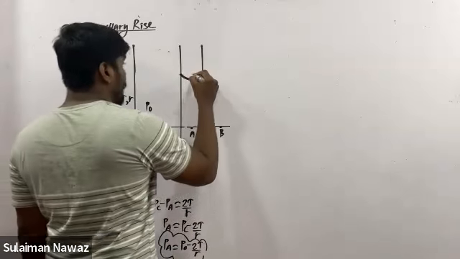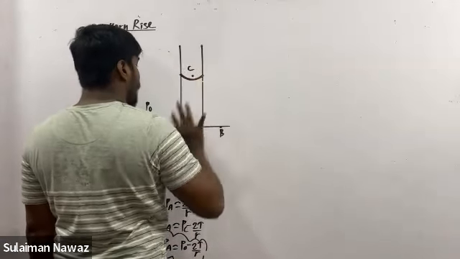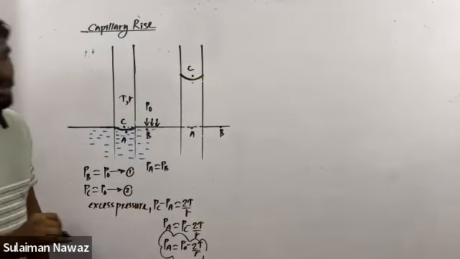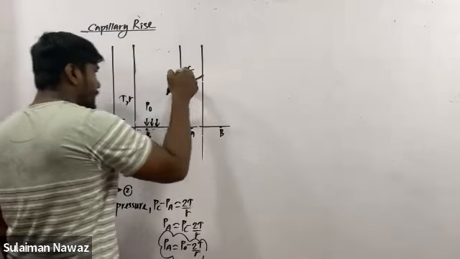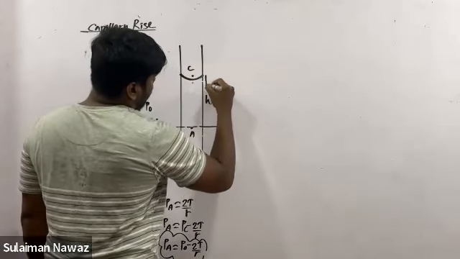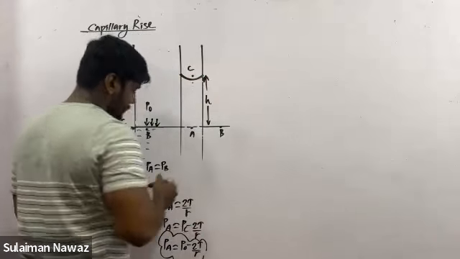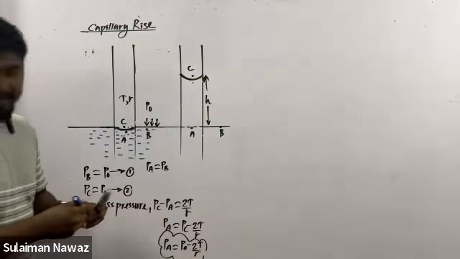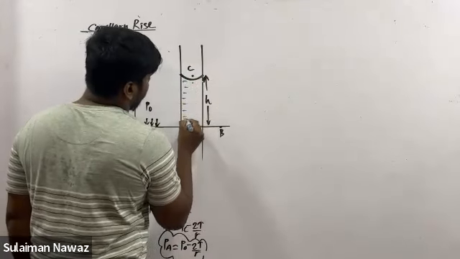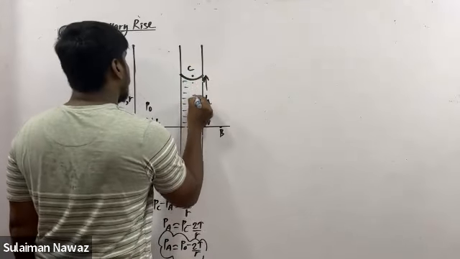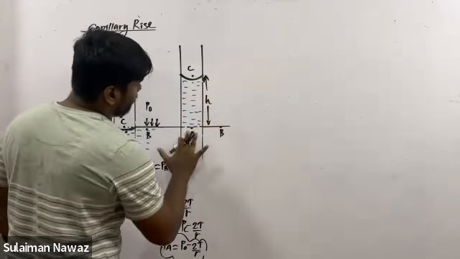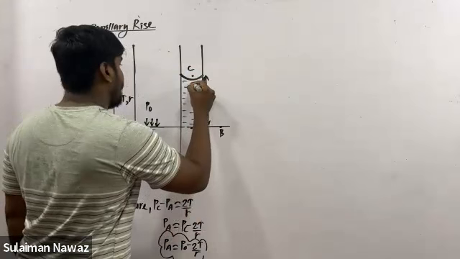Now this point I call point C. This point I will call point D. The height of the liquid in the capillary tube is simply H. In this case, very carefully listen. Now I see this is my point, and this is my point E.